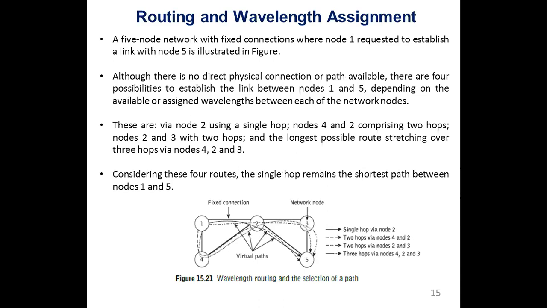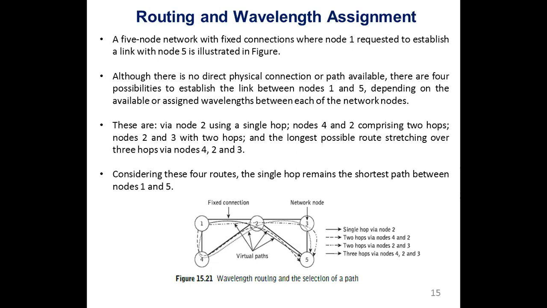So we are showing a 5-node network, and these have fixed connections where node 1 is requested to establish a link with node 5. There is no direct physical connection or path available. There are 4 possibilities to establish the link between nodes 1 and 5, depending on the available or assigned wavelength between every pair of nodes. So what are these possibilities?